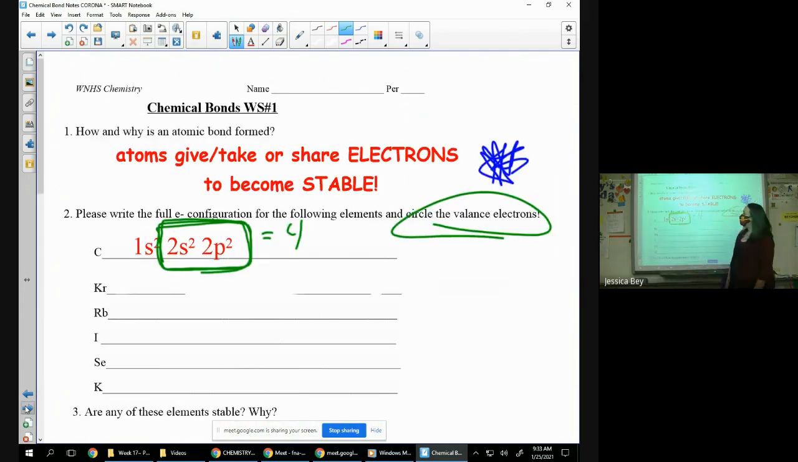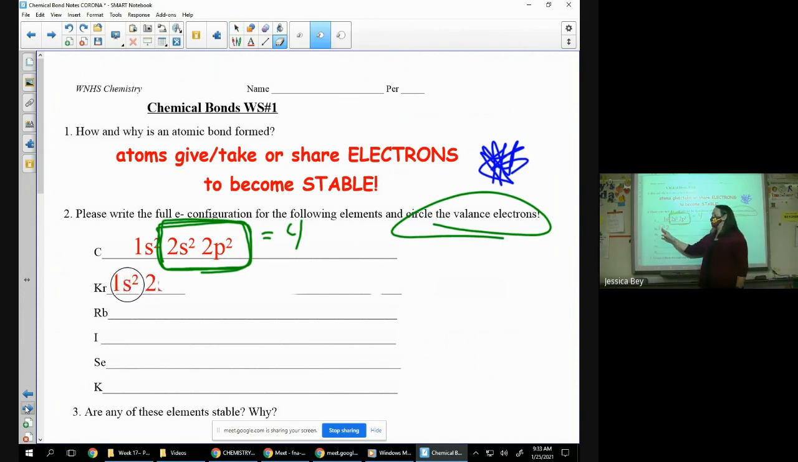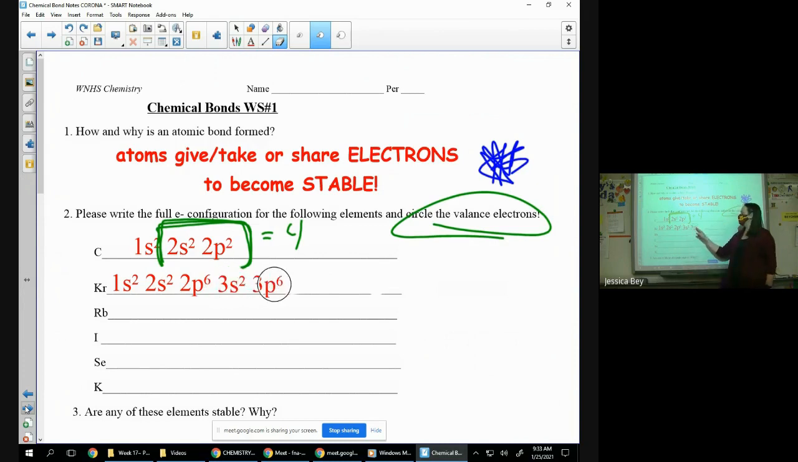Now, let's do krypton. It's a little bit harder, and I want to make sure that you know how to do valence electrons if the D block is involved. So I will help and read it along with you if you would like. 1s2 for krypton, 2s2, 2p6, 3s2, 3p6, 4s2, 3d10, and 4p6.